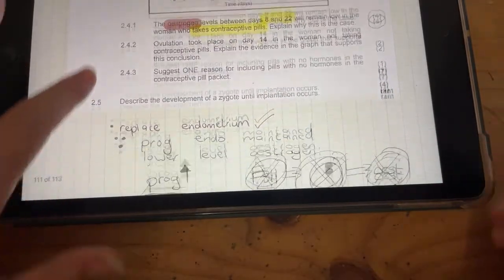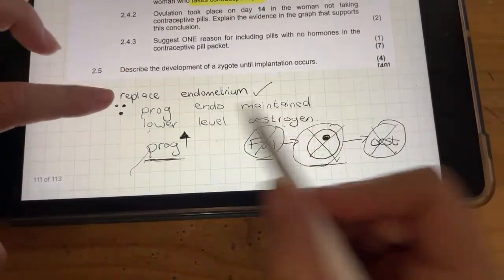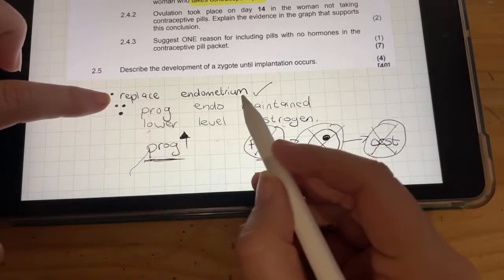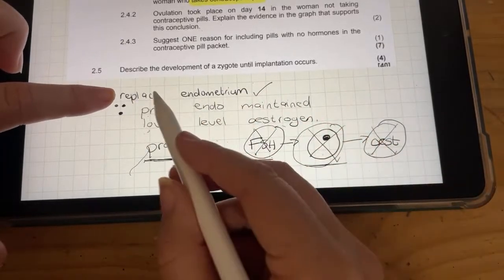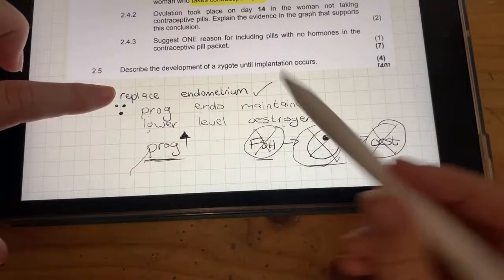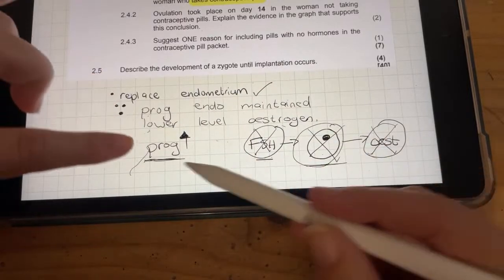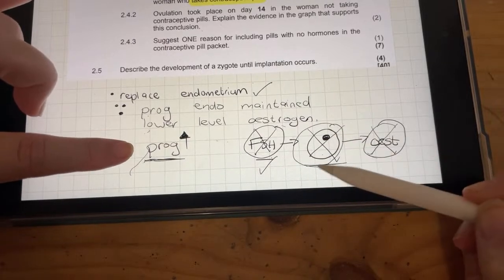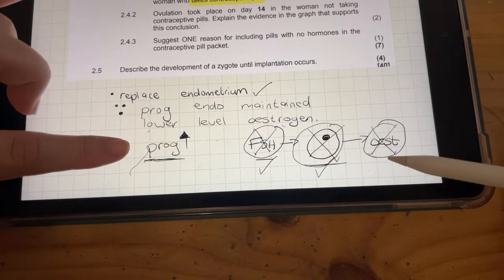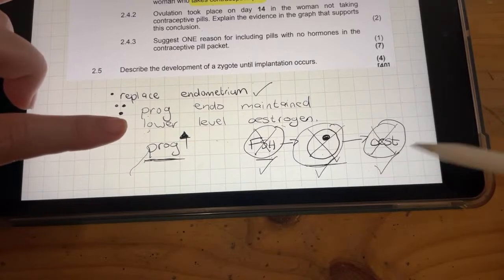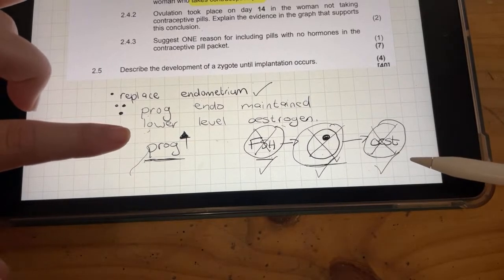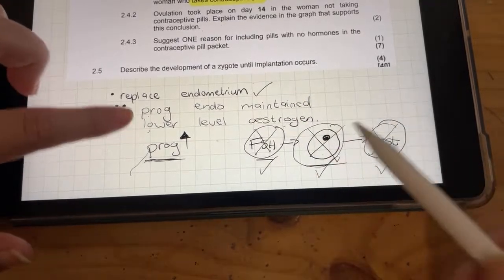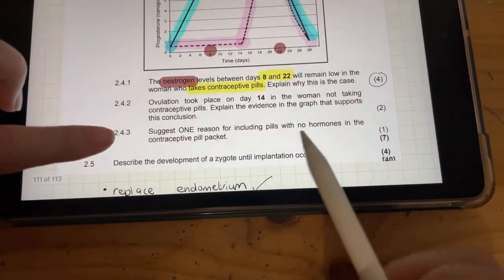All right, so that's quite a bit to cover in those 4, but you would essentially get 1 for speaking about replacing the endometrium, acknowledging what estrogen does. Then you're going to speak about the fact that if progesterone levels are high, FSH won't be secreted, therefore a follicle won't be secreted, therefore estrogen will be low, will not be secreted. So there's your 4 marks acknowledging those 4 things. Okay, this was a tough one.